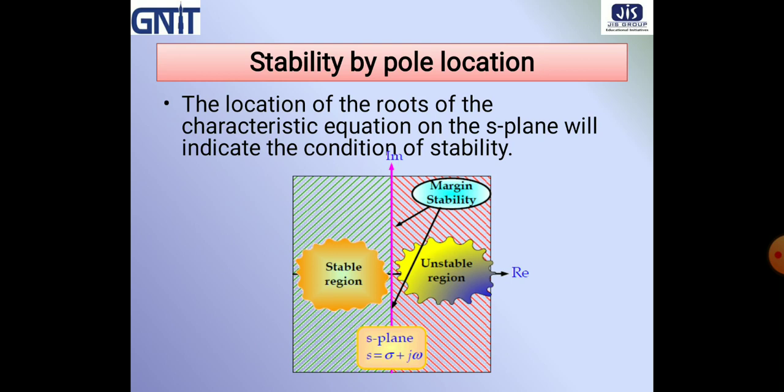If the poles are present in the right half of the S plane, then the system is unstable. If the poles are present in the left half of the S plane, then the system is stable. And if the poles are present on the imaginary axis, then the system is marginally stable.